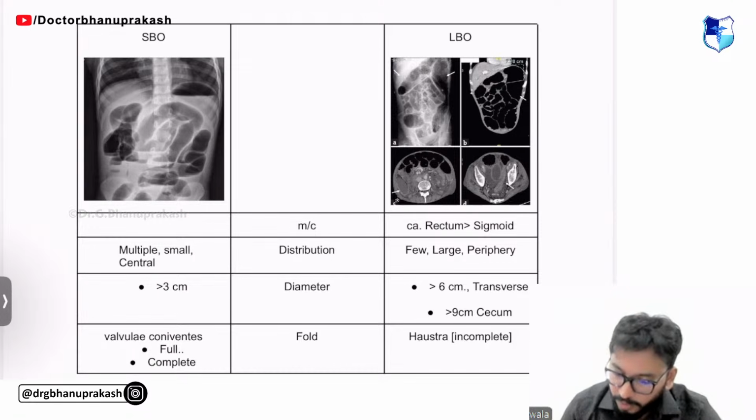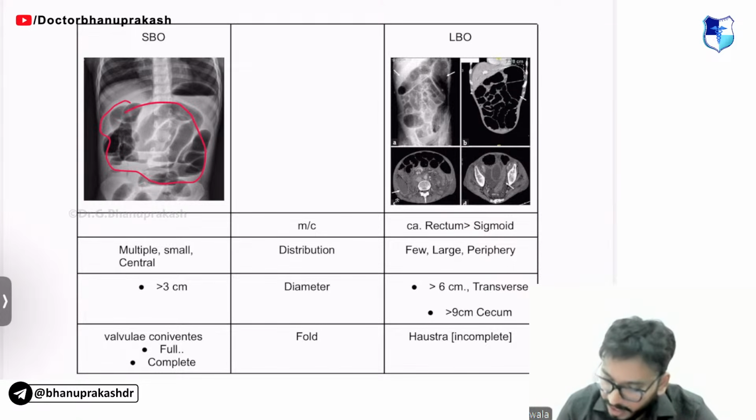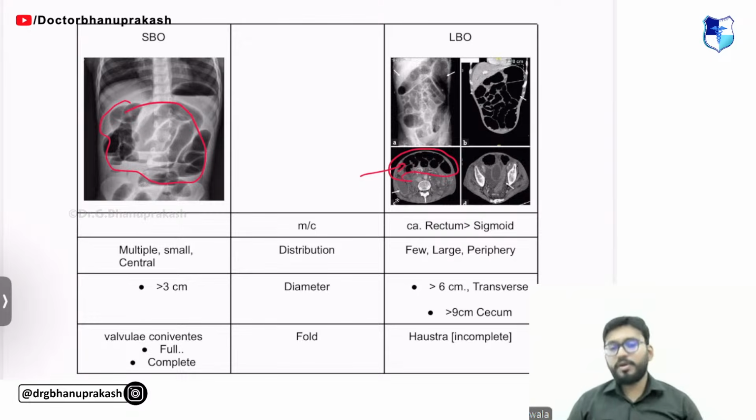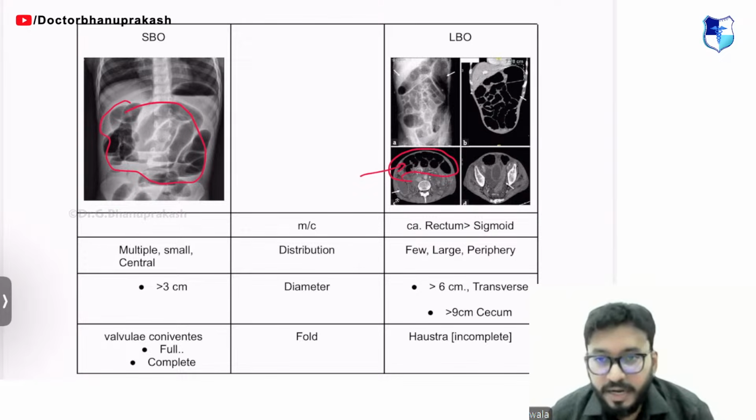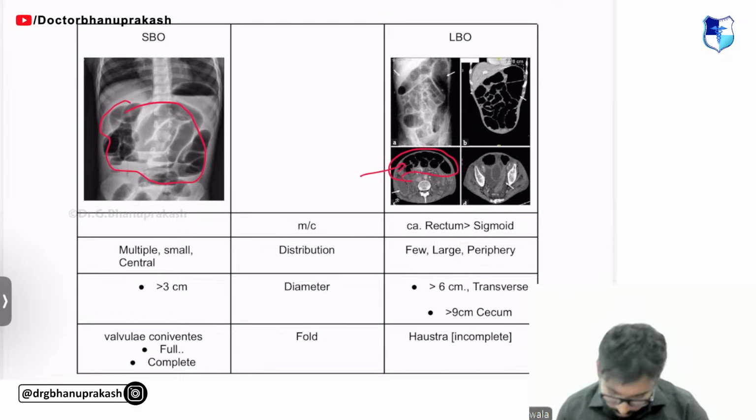Moving on to small bowel versus large bowel obstruction. You see central distribution in small bowel. Large bowel is usually peripheral. Can you see this CT scan? Can you see this air? It is peripheral, towards the periphery. This is your large bowel obstruction diameter.